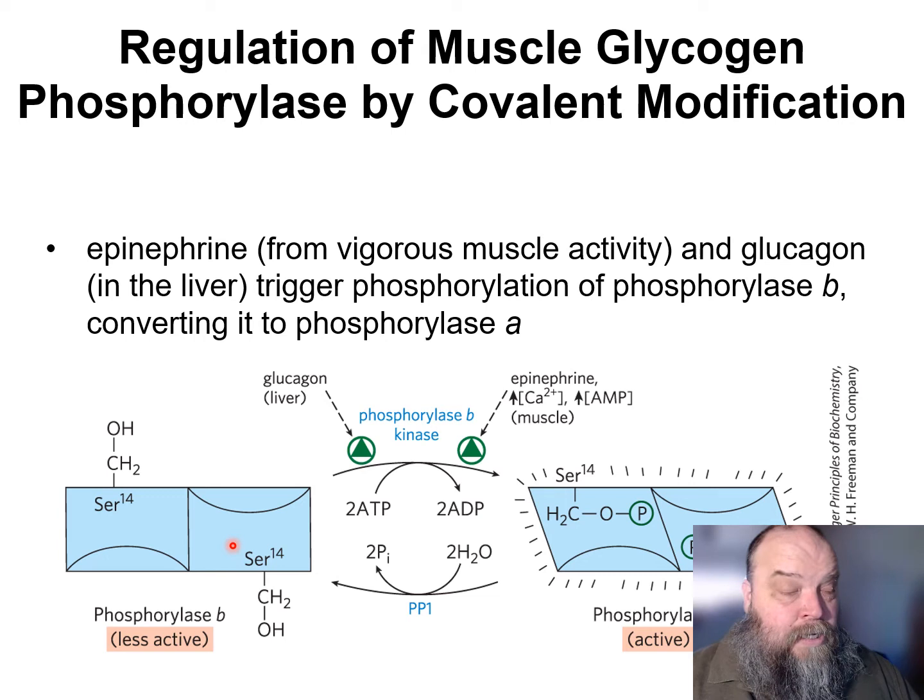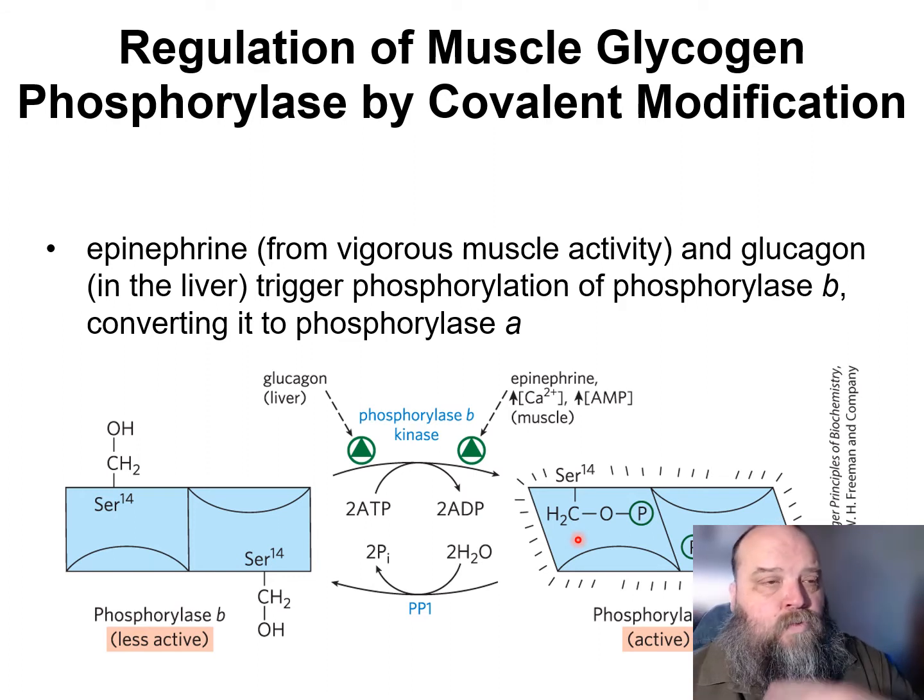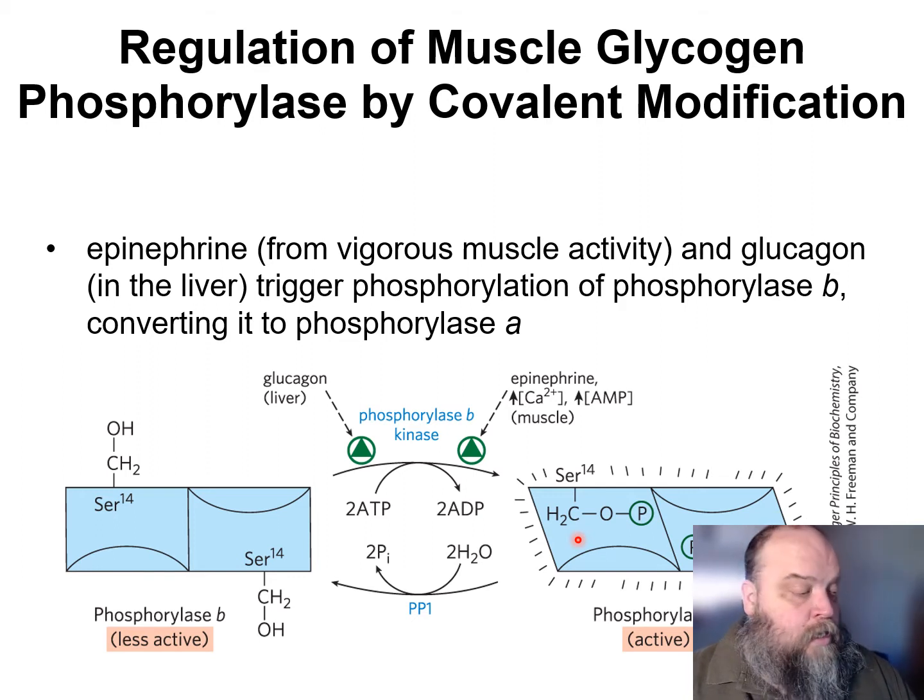Remember, addition of inorganic phosphates will cause a change in the overall shape of the enzyme, making it go from B to A. A form is the highly active. A goes and cuts, releasing glucose 1-phosphates from the glycogen strands, the glycogen polymer. And it'll keep doing it, until A is reverted back to the B form by the enzyme PP1.